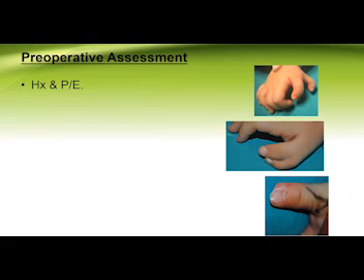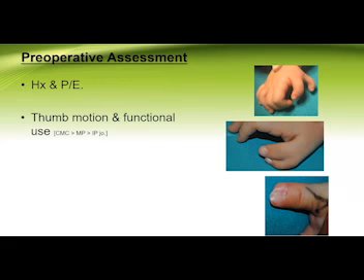When a patient presents to the clinic, preoperative assessment through regular history and physical examination is the gold standard. However, we need to focus in our physical examination on thumb motion and functional use. As the joints go more distal, the range of motion is reduced. Usually the CMC joint is the most mobile among them, followed by the metacarpophalangeal joint, and usually the interphalangeal joint is stiff to some extent.